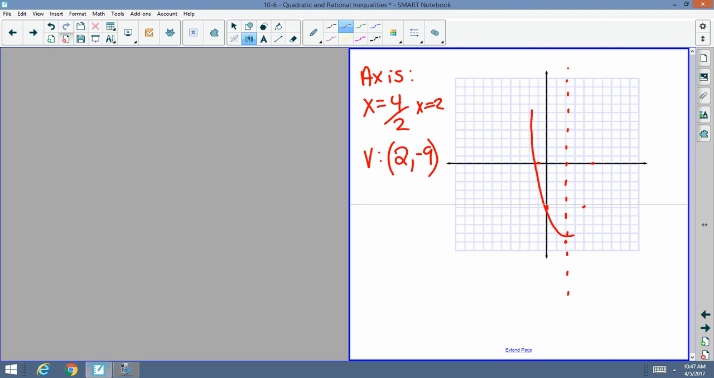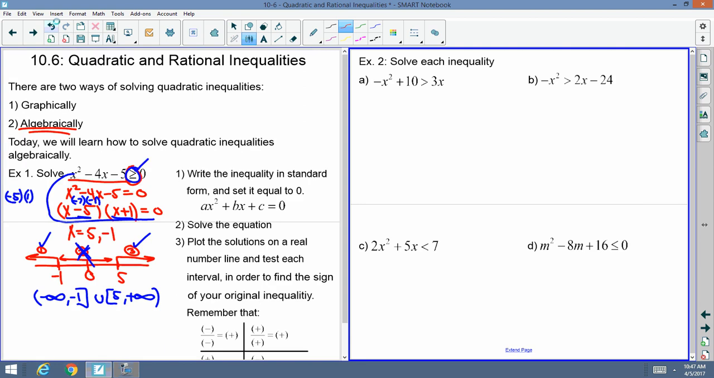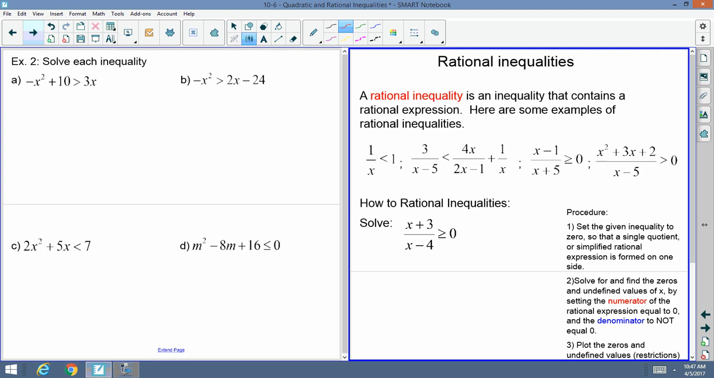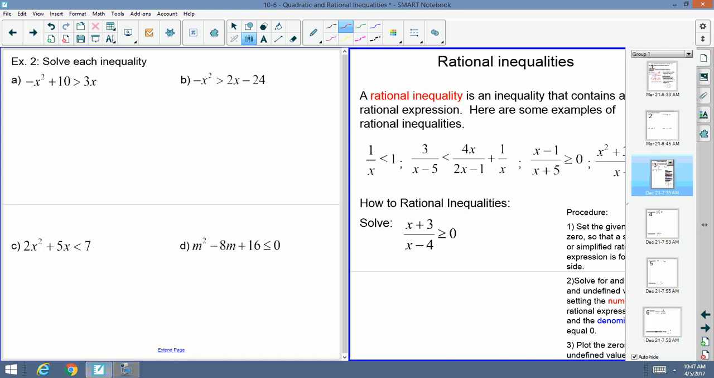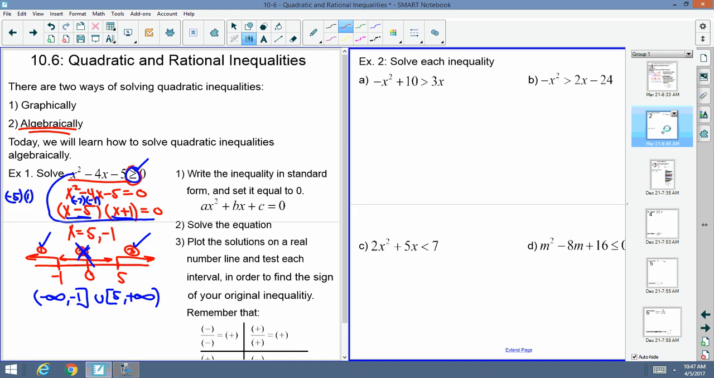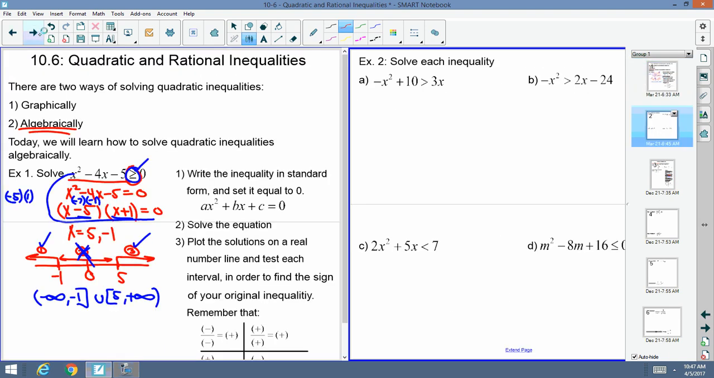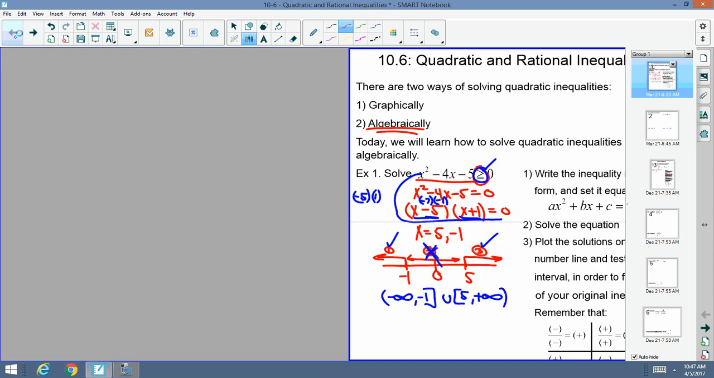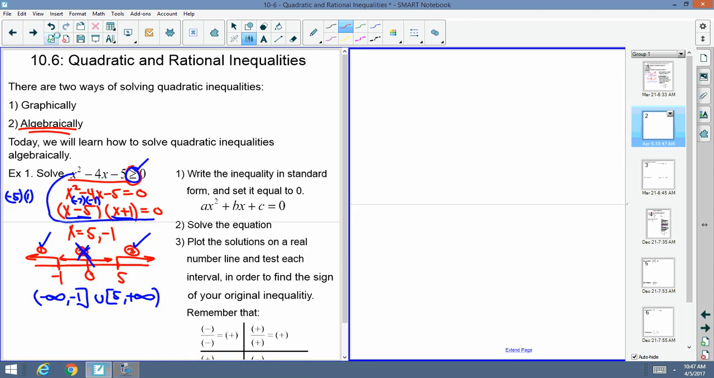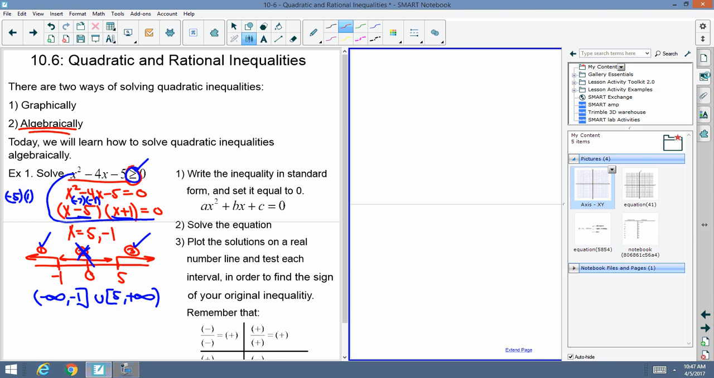If it was greater than or, oh boy, what did I do there? If it was greater than or less than, what did I do with my graph? What did I do with that thing? Did I really just lose it? Okay, well, we'll do it again. Sorry about that, guys. I don't know what happened there.